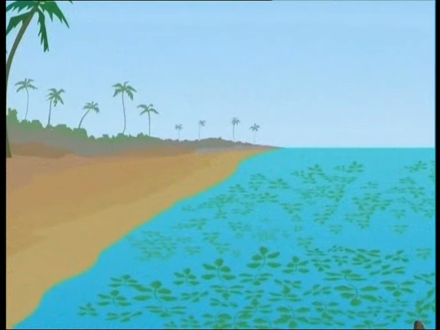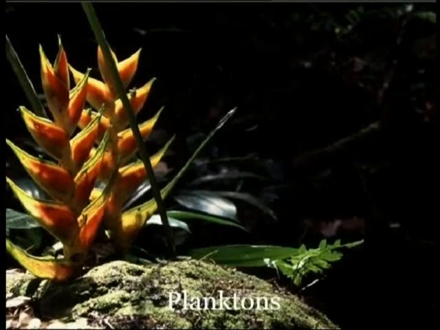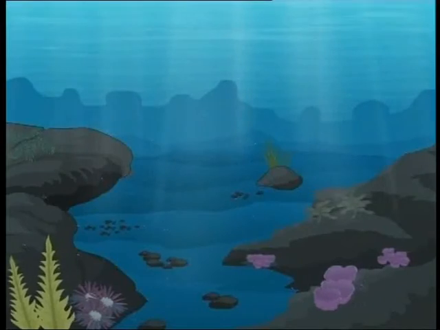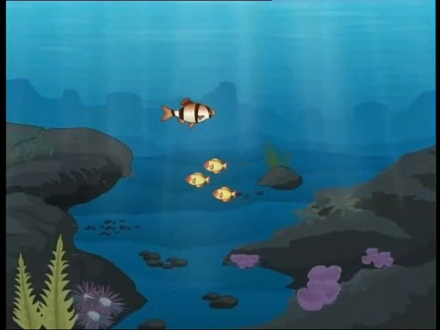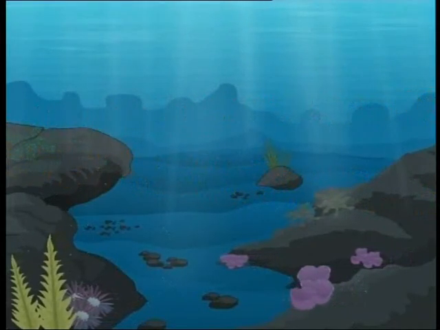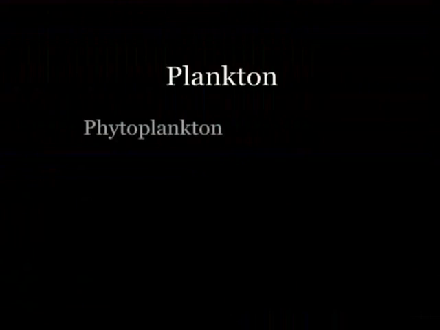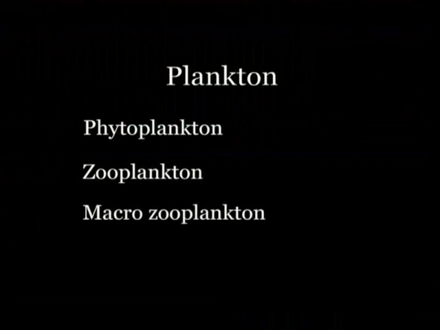Look at these. What are these? Plants or animals? These are plankton. Plankton are tiny open water plants, animals or bacteria. Plankton generally have limited or no swimming ability and are transported through the water by currents and tides. Plankton can be divided into 3 major size classes.